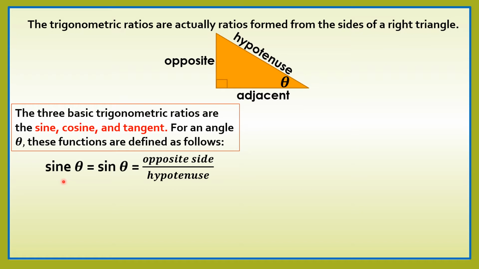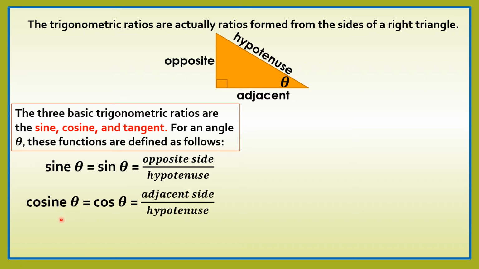The first one is sine theta. So, sine theta, theta ang ginamit natin because that is the reference angle. Or, we can write this as sin theta for the abbreviation. That is equal to the opposite side over the hypotenuse. And then we have here the cosine theta, or that is cos theta. So, pag binasa siya, cosine theta pa rin siya. Is equal to adjacent side over the hypotenuse.